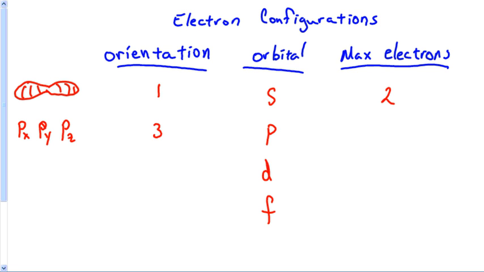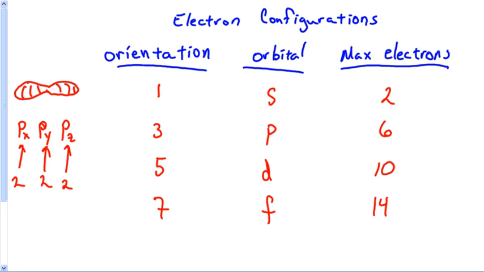Now, every orientation, the PX can hold 2, the PY can hold 2 electrons, and the PZ can hold 2 electrons, one spinning clockwise, one counterclockwise. So that's a maximum of 6 electrons in a P. The d orbital, there are 5 different orientations. I'm not going to start naming them. They get kind of crazy. The d orientations, though, there's a total of 10 electrons you can hold in a d. And then there are 7 different orientations of f orbitals, and it can hold 14.